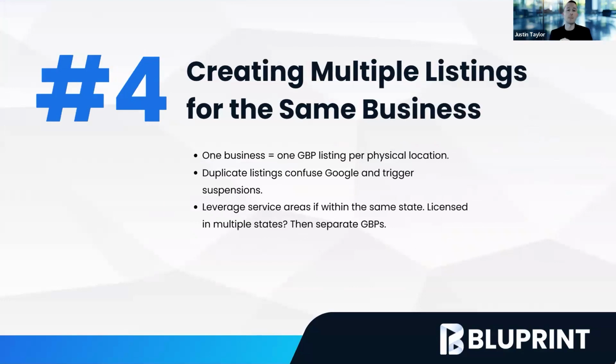So again, if it's going to be multiple states, you want to have separate ones. You don't need multiple for Phoenix, Glendale, Chandler. You don't want to do that unless there are physical locations. A brokerage, for instance, ABC Brokerage, may have an office in Scottsdale, and it's like Starbucks or McDonald's on every corner. They're going to have different profiles for those physical locations.